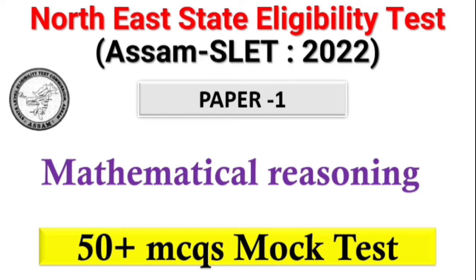As you all know, your Assam SLET or Northeast SET examination is on 13th of March and very few days are remaining. So we have brought this video where we will be discussing questions from mathematical reasoning, which is the 6th unit in your Paper 1 syllabus. After watching this complete video, you will get a very clear idea of what kind of questions come from mathematical reasoning and how you can approach solving them. So do watch this video till the end to get more marks in Paper 1.